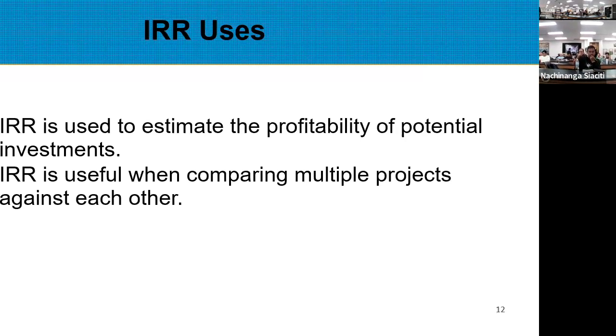Very useful in comparing multiple projects. So say you've got 2 projects that are sitting in front of you. Both of them are $1 million each. One has an IRR, an internal rate of return, of 5%. The other one has an internal rate of return of 8%. Which one are you going to choose? From a financial standpoint, it'll be the 8%.